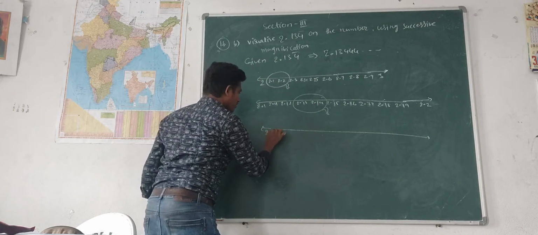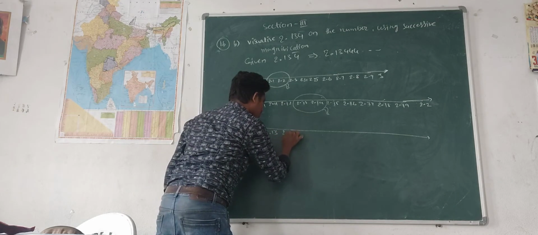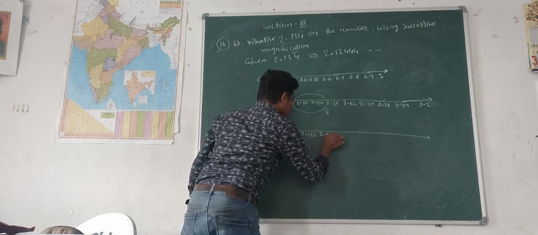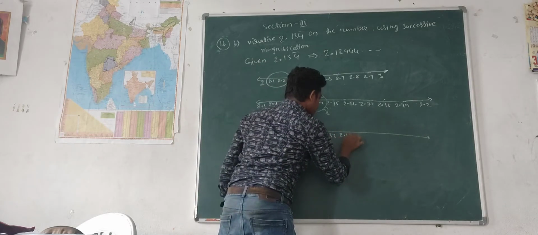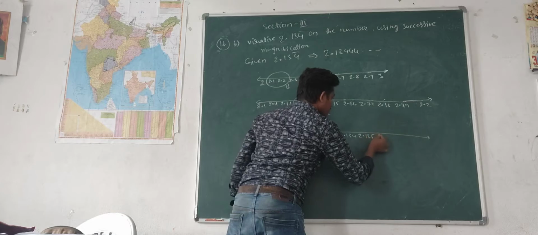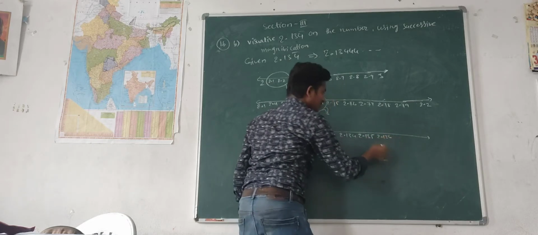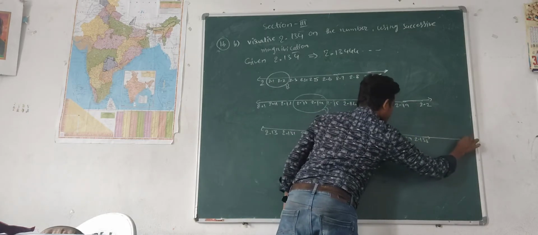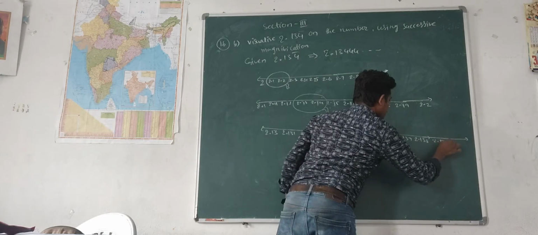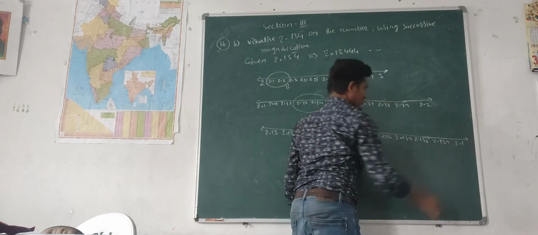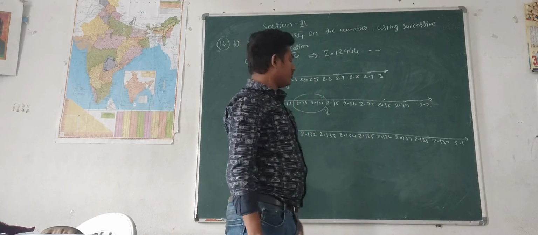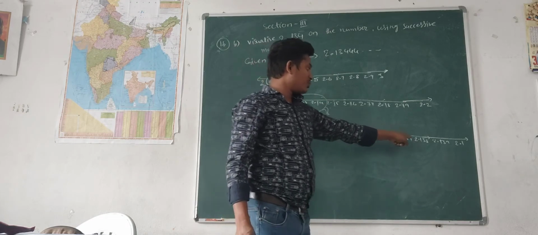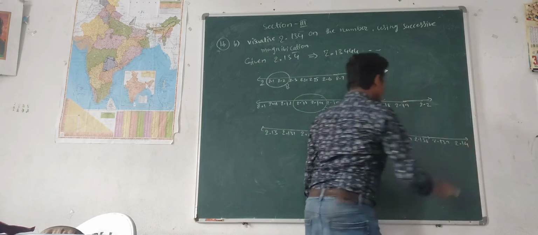Here my 2.13 and next one 2.131, next 2.132, next 2.133 and next 2.134, next 2.135, next 2.136, 2.137, 2.138, 2.139 and 2.134. 2.139, 2.139, 2.140 means 2.14. This one, last one.